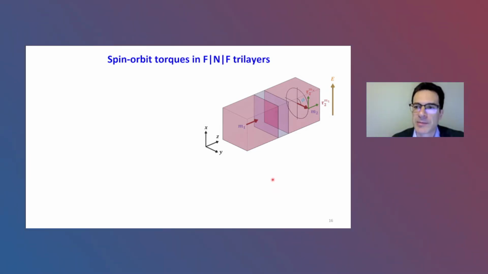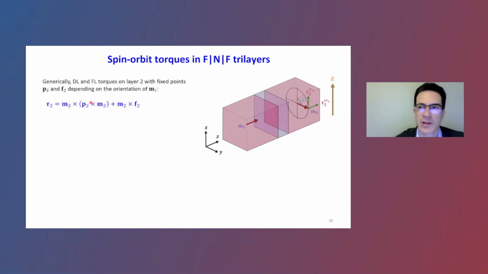Trilayers can add more complicated symmetries, which is essentially the interest in studying them. For things like field-free switching, it's important to break certain symmetries. So let's consider what kind of torques we can expect in a system where we have two ferromagnets and perhaps the source is in one part of the system that can generate spin currents and whatnot, and then there's a detector that will respond to that.